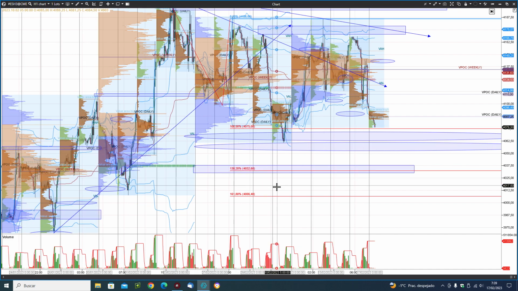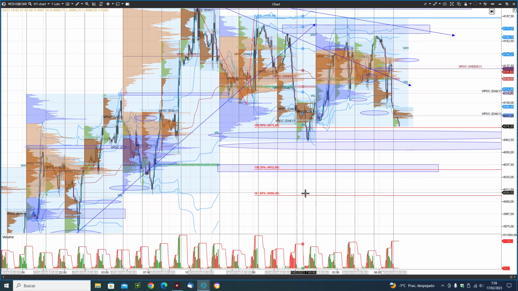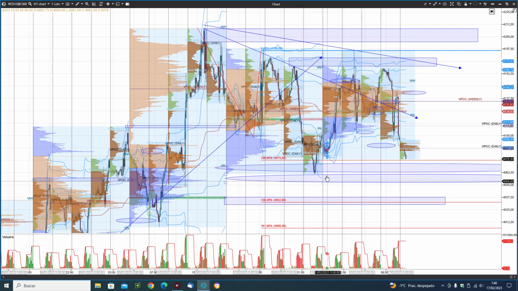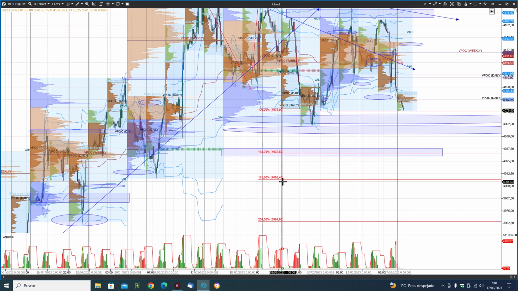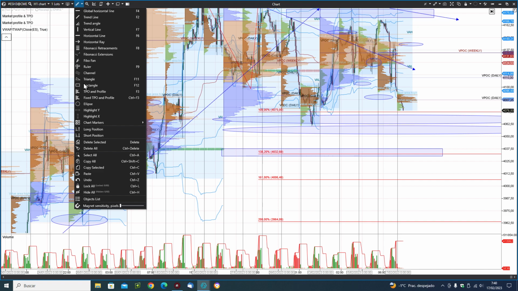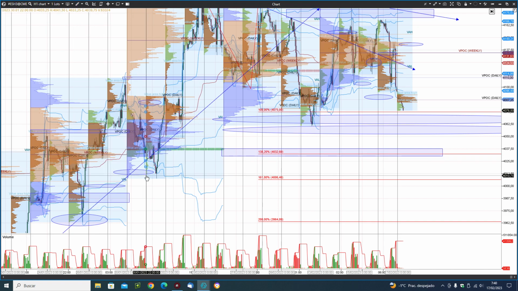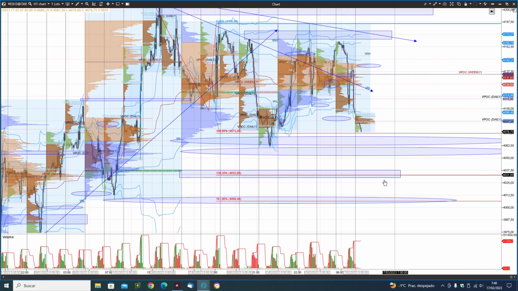4,037. As always, these round numbers, very close to 4,000, is the extension 161, this price action structure that could go to this minimum. It's fixed perfectly, and it could be another lower target, about 4,006.